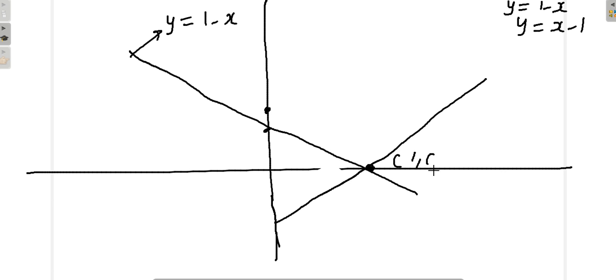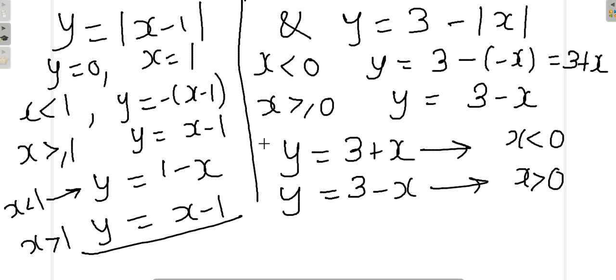This is the point 1 comma 0. This is the point 0 comma 1. Okay. Let's see the line y equal to 3 plus x.